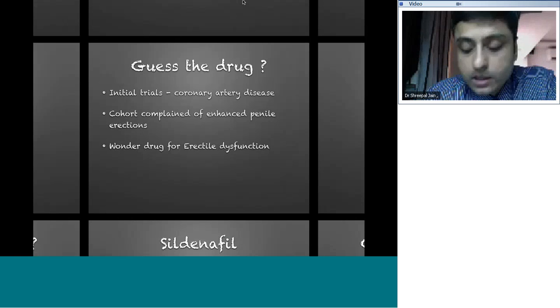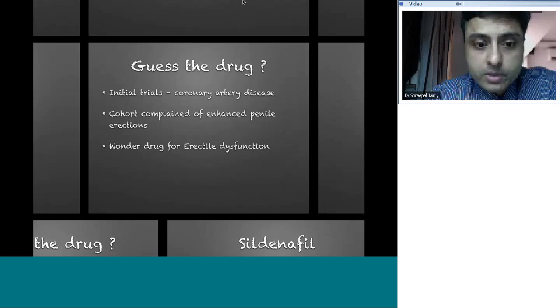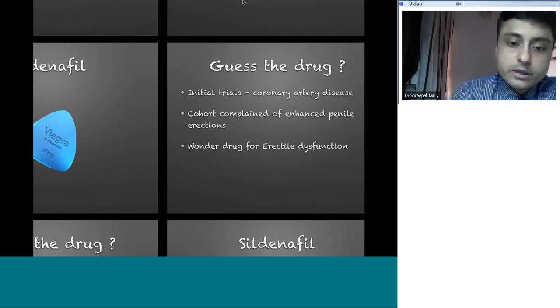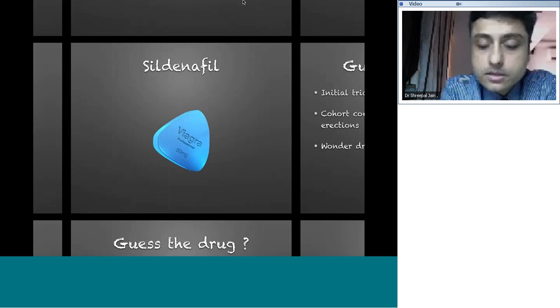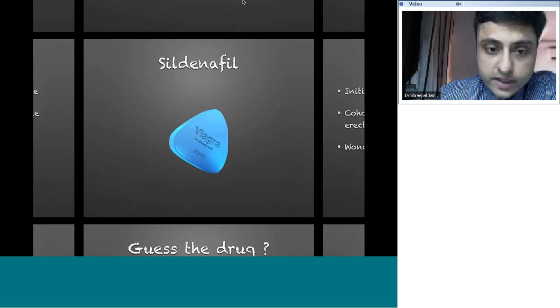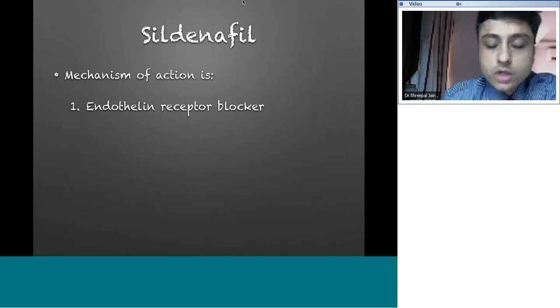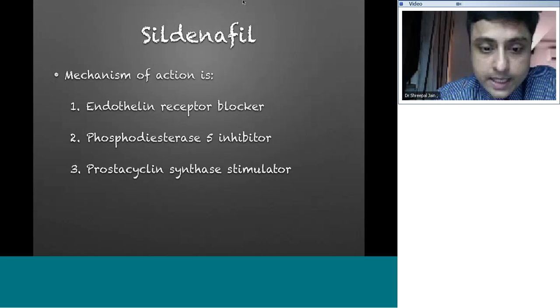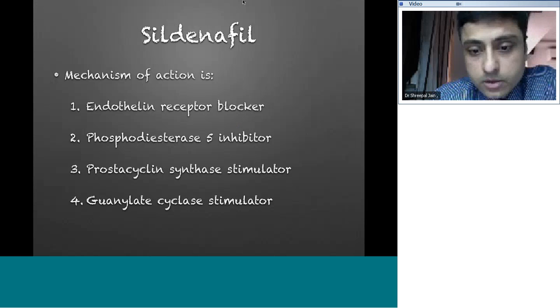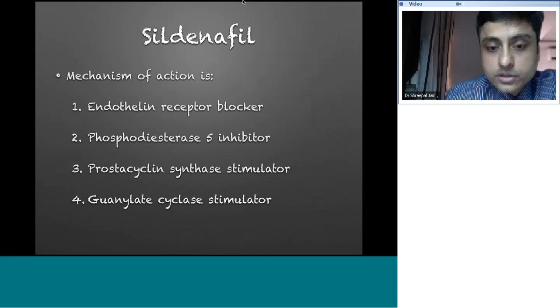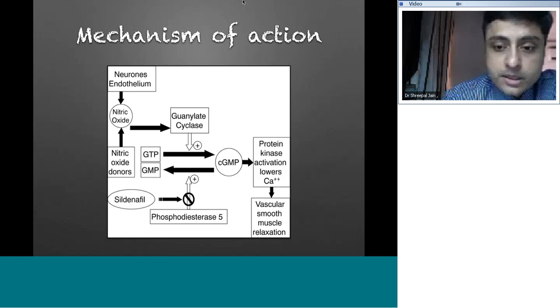So what is the mechanism of action of sildenafil? Is it an endothelin receptor blocker, phosphodiesterase 5 inhibitor, prostacyclin synthase stimulator, or is it a guanylate cyclase stimulator? Phosphodiesterase 5 inhibitor. So how do phosphodiesterase 5 inhibitors act? They basically block the reconversion of cyclic GMP to GMP, and essentially increase levels of cyclic GMP, which in turn activates protein kinase, lowering the intracellular calcium, and as a result producing vascular smooth muscle relaxation.